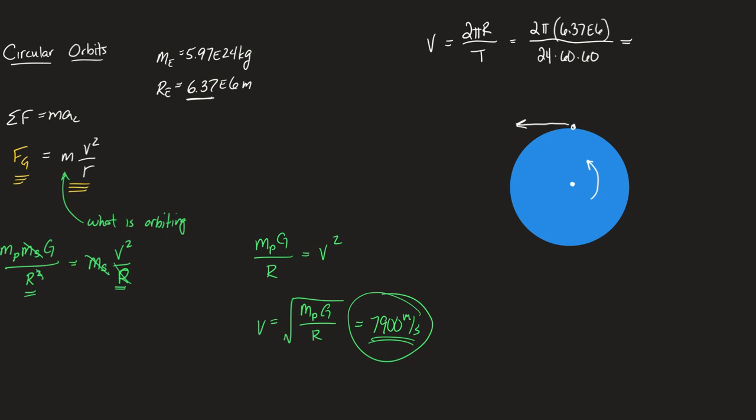You can do 2 pi. You'll need the pi in there.